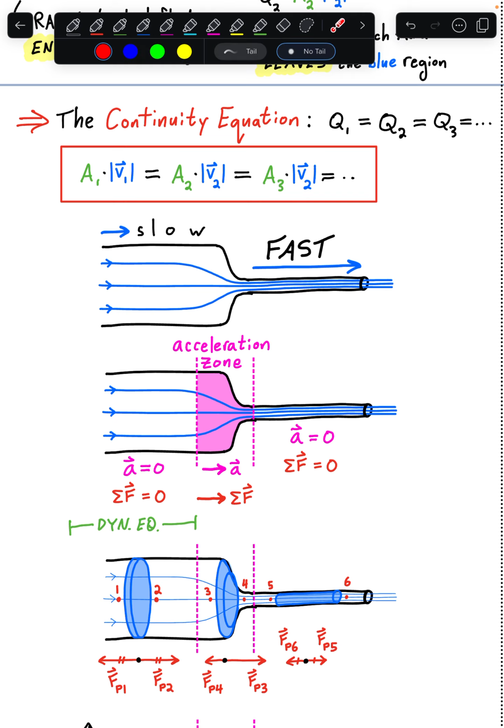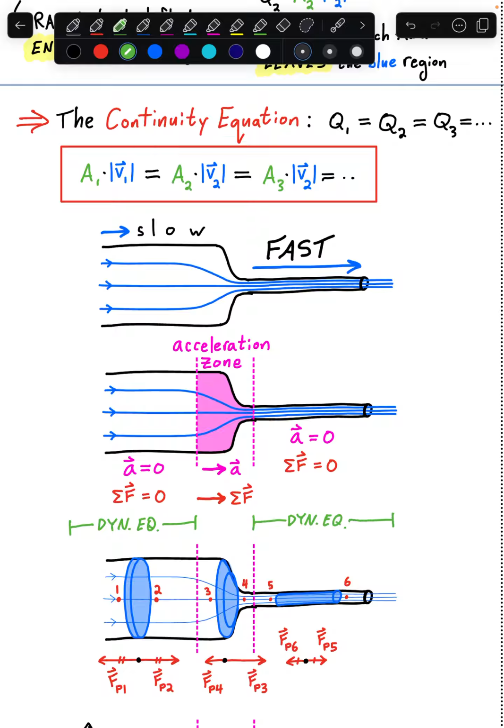But then as the fluid approaches the section where the pipe is narrowing, we must have an acceleration zone here where the speed is changing from this slower speed to this higher speed. So we must have a net acceleration to the right in this zone, which must come from a net force to the right in this zone. But then past that zone, once we're in the narrower section of pipe here, the water is back to dynamic equilibrium, but now at a higher speed, going fast over here. So back to dynamic equilibrium on the other side of that acceleration zone.